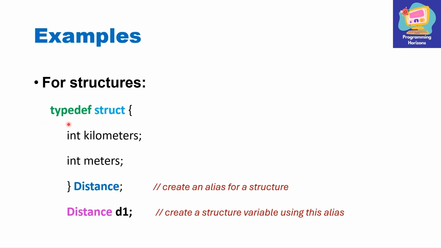A similar example is for structures. Here I have created a structure having two members. One is kilometers and second is meters. Both are of integer type, and I have created an alias distance for this structure. In the next line, I have used this alias distance for creating a structure variable.